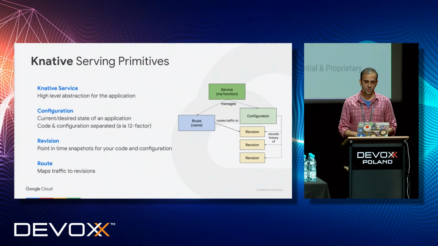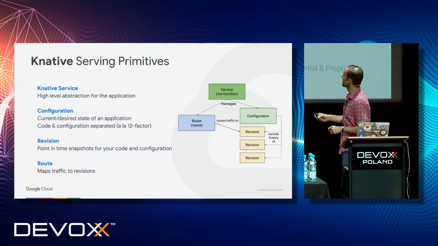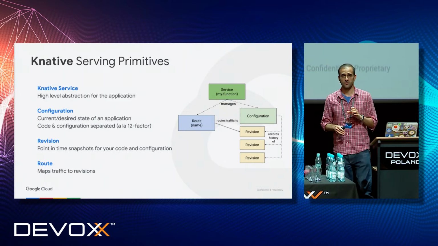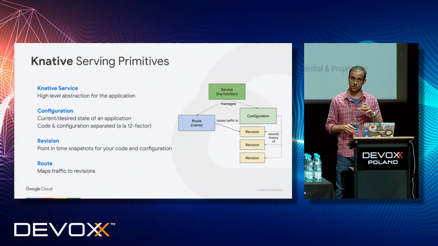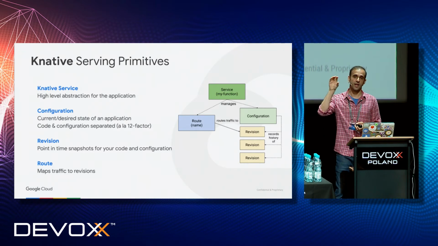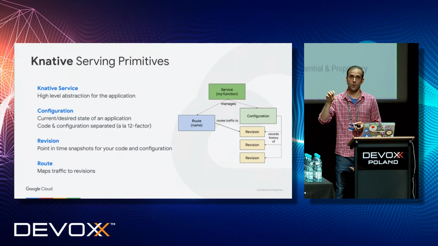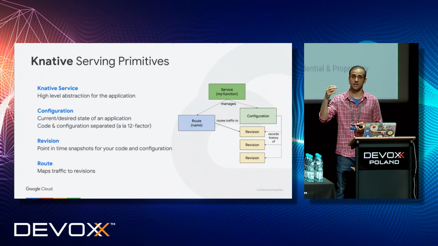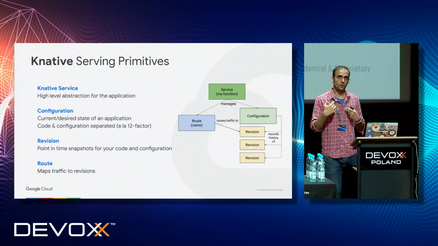So the Knative serving primitives are kind of like this. At the top level, you have Knative Service. Just note that this is not a Kubernetes service. In Kubernetes, there's also services, but this is separate. This is under Knative API. So you create a Knative service. The service will have a configuration that you define that points to the image, and it has things like the environment variables. And then you deploy your service.